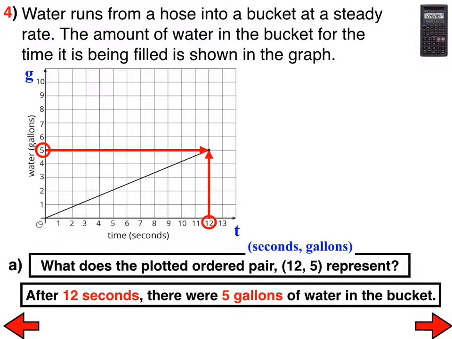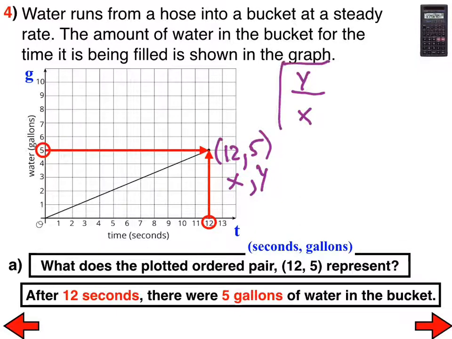Now, here's the other part that some of you are messing up on. This ordered pair is 12 comma 5. This is an x value, that is a y value. So for the 4th time in a row, to find the constant of proportionality, it is y over x. It is not x over y. It is always y divided by x.